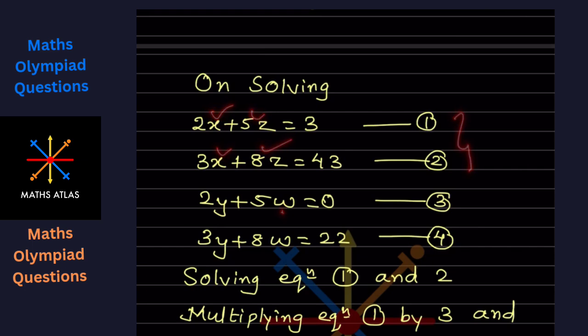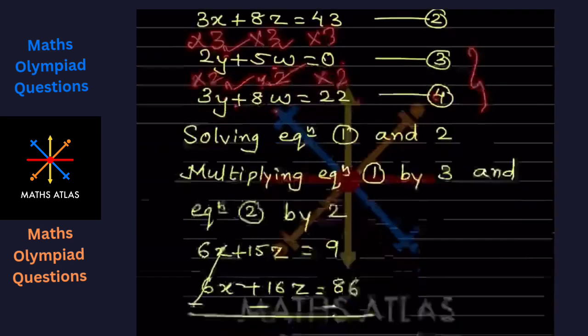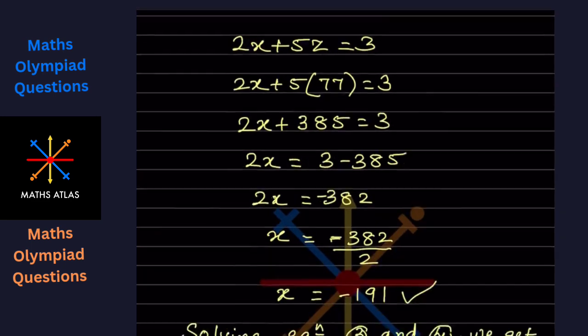Now we can see, for y and w, we will solve these two equations, the third and the fourth one. So again here, you are going to multiply this by 3, and this by 2. So 3 here also 3, here also 3, here also 2, and here also 2. Hope you got this. So this is going to be 6y plus 15w is equal to 0, and this is 6y plus 16w is equal to 44. So this is what I got over here.